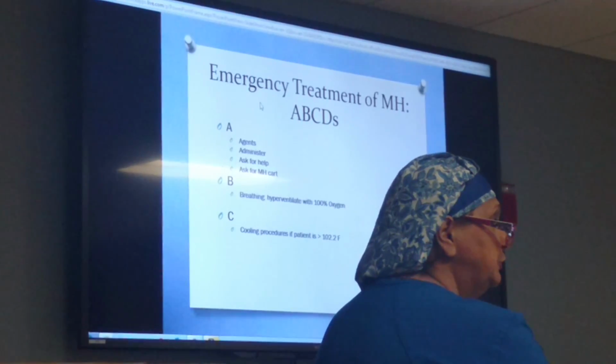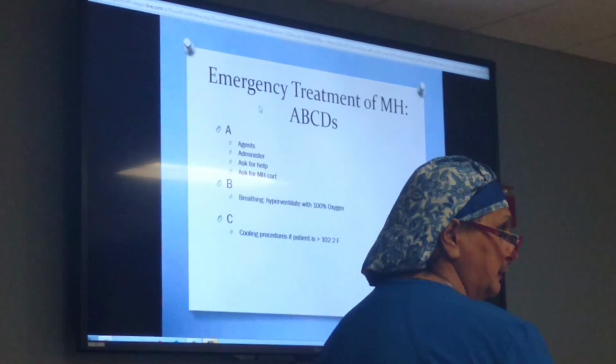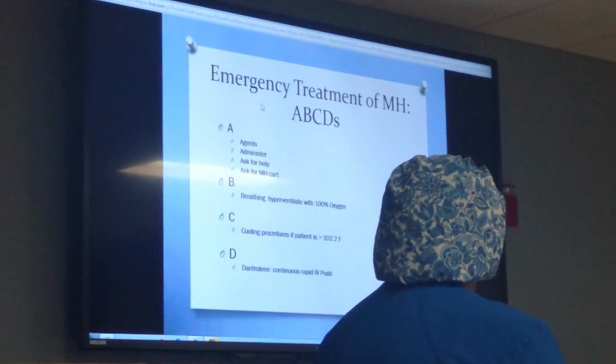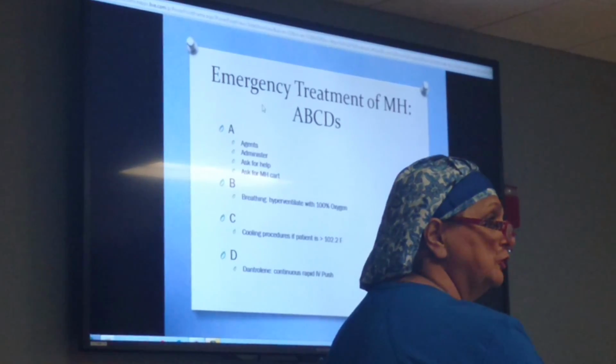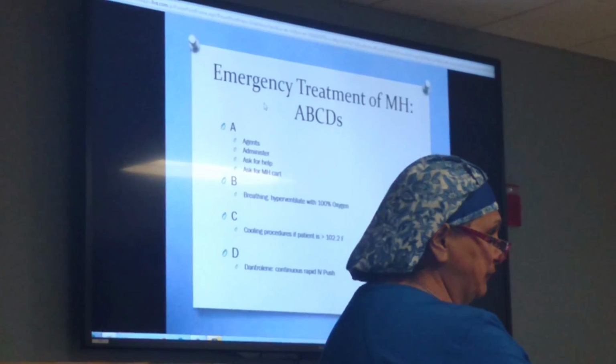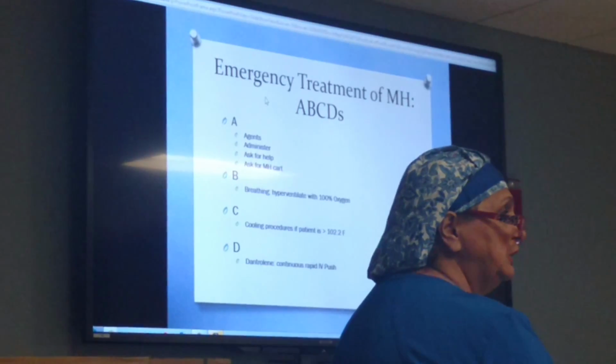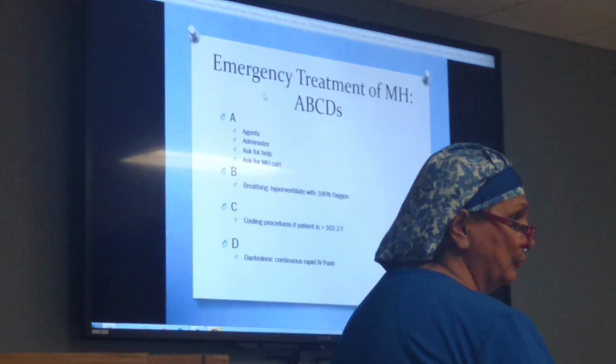Dantrolene, which is a continuous rapid IV push. If there's any way a second IV can be started, we need to start a second IV when people get in there, okay? Because otherwise it's going to be hard to get all this in. Okay, so what does the circulating nurse do?